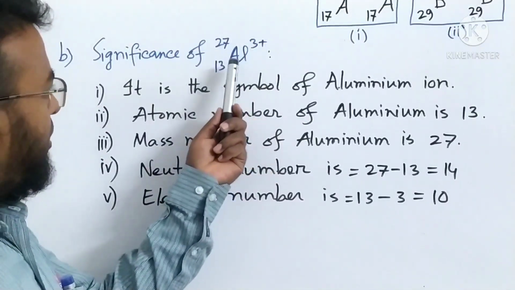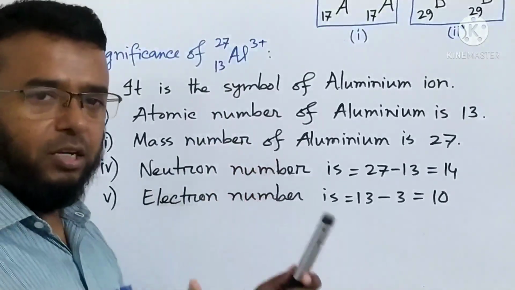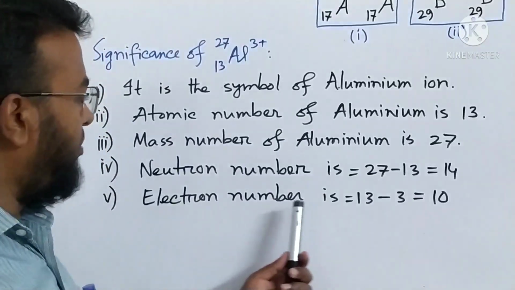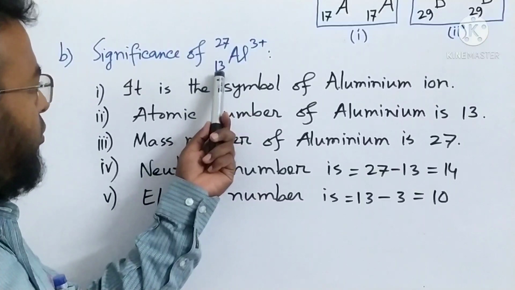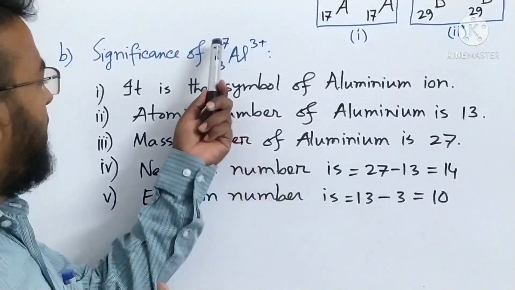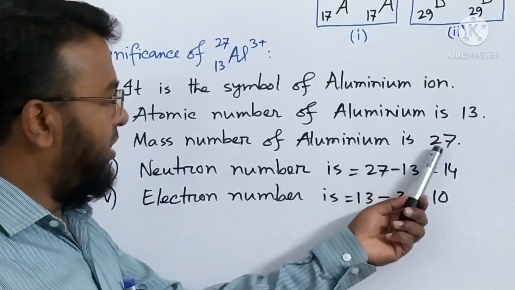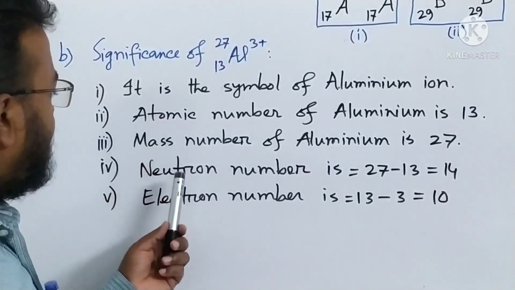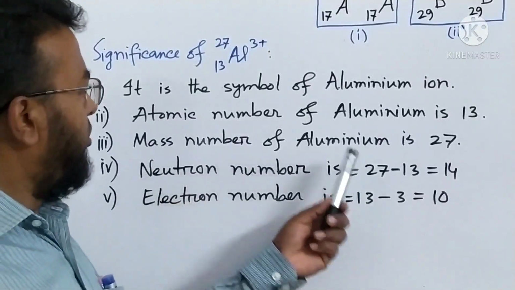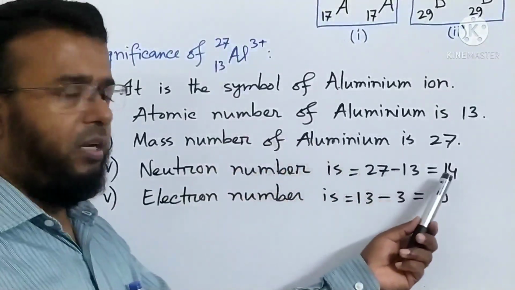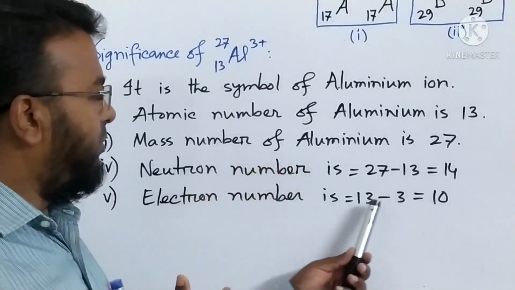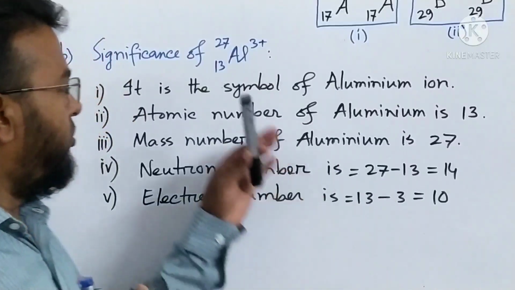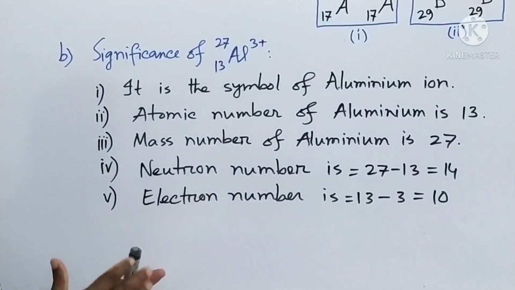So here aluminum donates 3 electrons. For this reason the electron number will be 10. So here the atomic number or proton number is 13. The mass number is 27, and the neutron number will be 27 minus 13, it is 14. Then the electron number is 13 minus 3, it is 10. So these are the significance of the aluminum 3 plus ion.